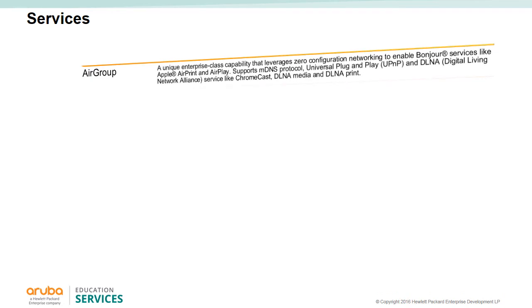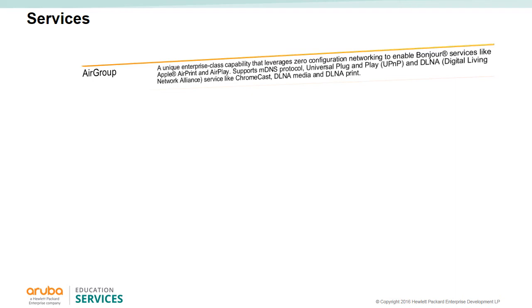IAPs have many services but they are beyond the scope of this course. AirGroup: users can register their personal devices and define a group of users who can share the registered device. AirGroup is aware of personal and shared devices, sends unicast responses to mDNS or DLNA queries, and reduces the traffic footprint. It ensures cross-VLAN visibility and availability of AirGroup devices and services.